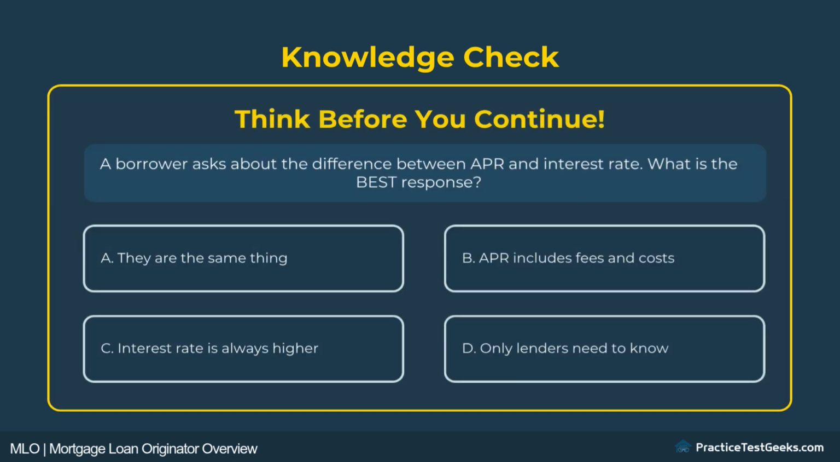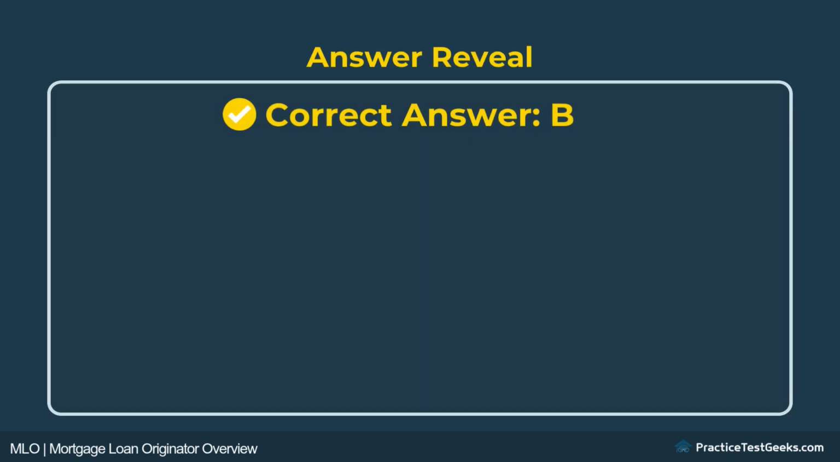A borrower asks about the difference between APR and interest rate. What's the best response? Take a moment to think about it. The correct answer is B. APR includes fees and costs.